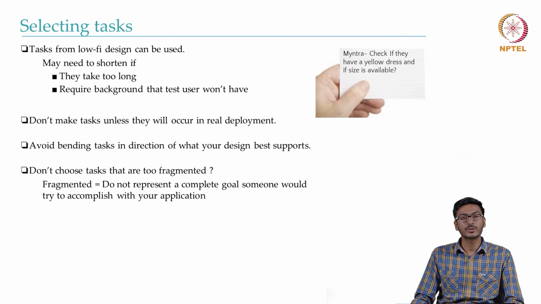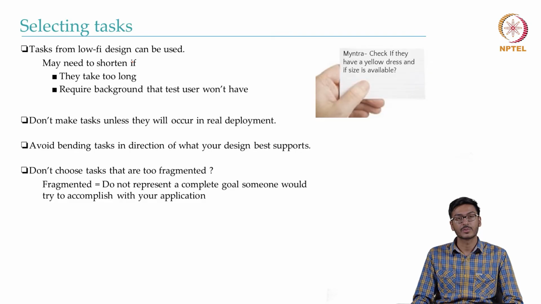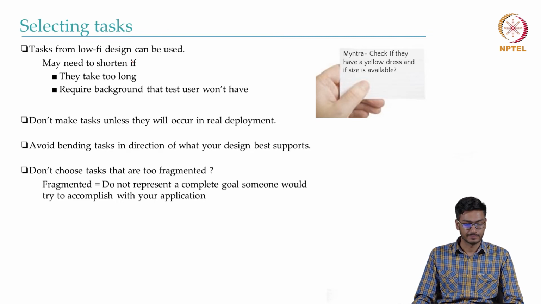One more thing that we also need to take care of while selecting the tasks is that we don't put unnecessary tasks or tasks that are out of scope for a user. We need to keep the tasks as relevant as possible, so that the user's actions actually correspond to how the product will function in the real world. We also need to avoid bending tasks in the direction of what our design supports best.